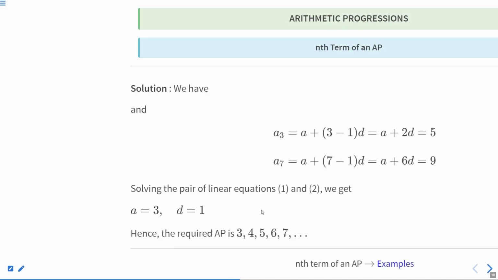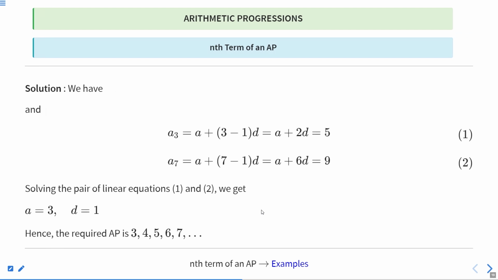Here we are given the third term. So A3 is equal to, we know, first term A plus 3 minus 1 times common difference D, which is equal to A plus 2D. And we are given that the third term is 5. So A3 is equal to 5, and we get this equation: A plus 2D is equal to 5. Naming this equation number 1.